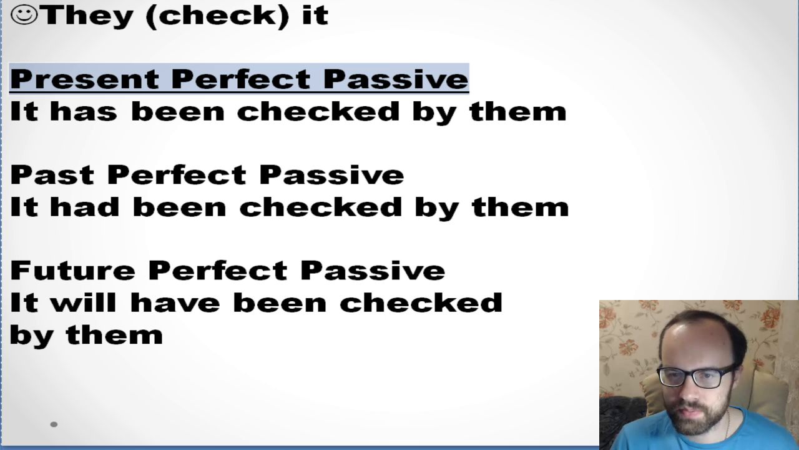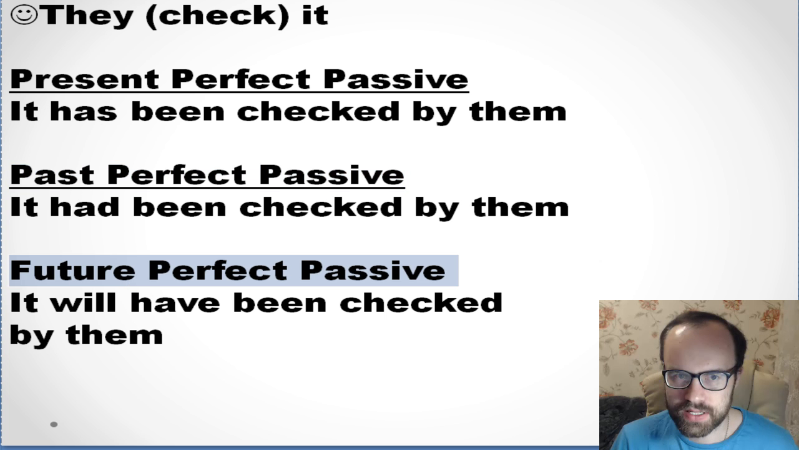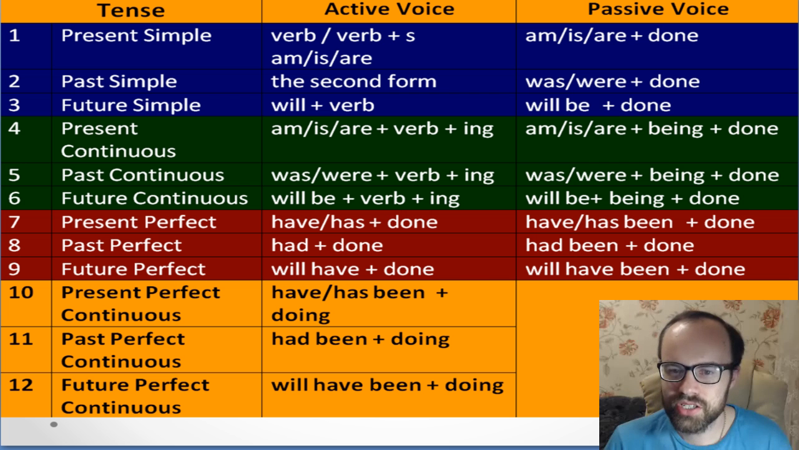Okay, so we see present perfect passive: it has been checked by them. Past perfect passive: it had been checked by them. And future perfect passive: it will have been checked by them. Well done, excellent. And you see that we have 12 tenses in active voice and 9 in passive voice, so in total 21. So congratulations, excellent.